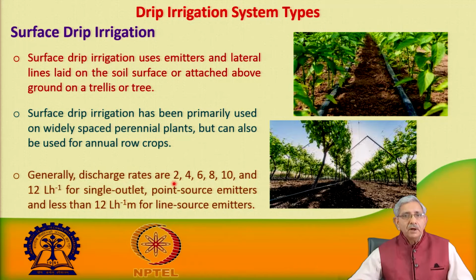The discharge rate from these drippers varies from 2 liter per hour to 12 liter per hour. So, from a single outlet one can get this range of water discharge rate, and the discharge rate is maintained below 12 liter per hour, the reason being that it should not form runoff. So, it should be less than the infiltration capacity of the soil, so that it does not form runoff.